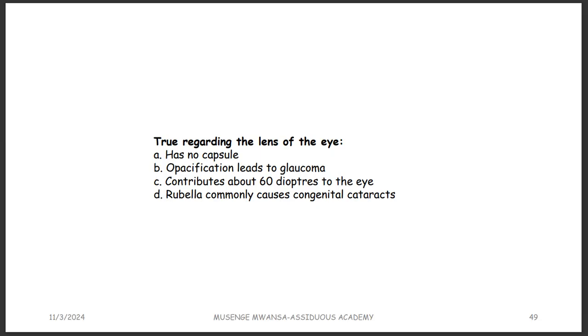Okay. All right. So let me just say something about the power of the, this is a lens. So yes, doc. Please go on.